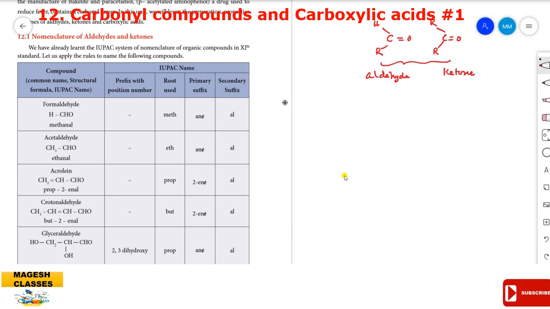What are the examples? The carbonyl group flanked with both hydrogen atoms is an aldehyde. The carbonyl group flanked with one hydrogen and one alkyl group, that is methyl, is an aldehyde. The carbonyl group flanked with CH3, CH3 is a ketone. The carbonyl group flanked with two different alkyl groups, ethyl and methyl, is also a ketone. So these are the carbonyl compounds. Now the nomenclature of aldehydes and ketones.